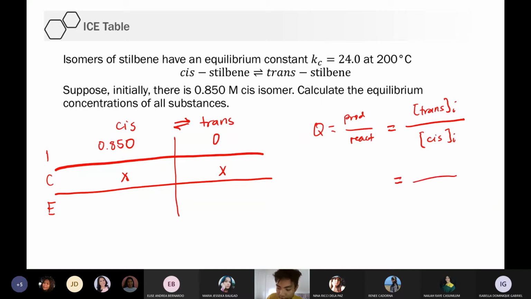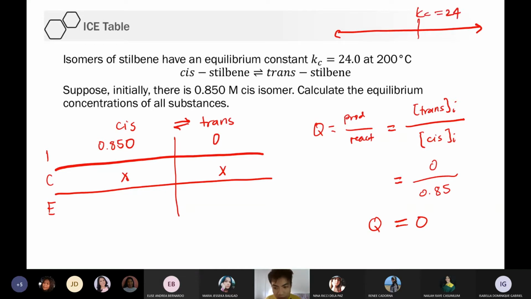So ano yung concentration ng trans? Wala. So, 0. Ano yung concentration ng cis? 0.85. Okay, so ito, no-brainer na to. 0 divided by 0.85, edi malamang 0 yung value ng Q natin. Okay? So, since our Q is 0, we will now compare it with the KC. Okay? So, gawa kayo ng number line. So, KC is here. 24 yung value niya. Sa number line na yan, asan si Q? Of course, nasa left si Q kasi 0 yan.